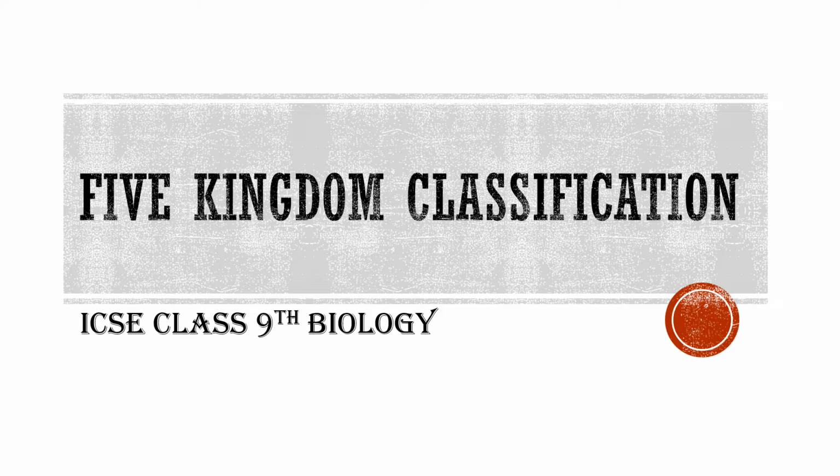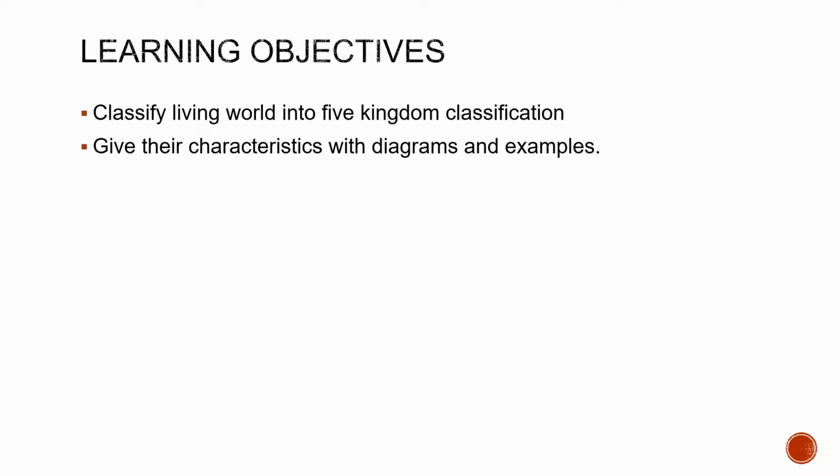So let us start with today's lesson of 5 kingdom classification. Now, what are the learning objectives of today's lesson? So we will be classifying the living world into 5 kingdom classification, and then we will discuss their characteristics with diagrams as well as with examples. So let us see what is there in the first classification group.